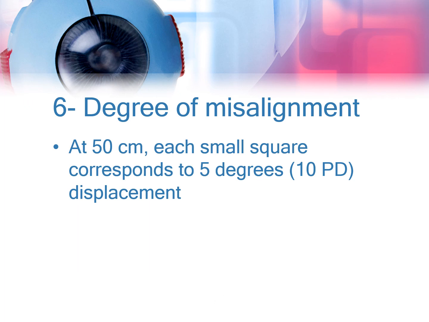Finally, Hess screen can be used to measure the subjective angle of misalignment. At 50 centimeters distance, each small square corresponds to about 5 degrees or 10 prism diopters displacement.